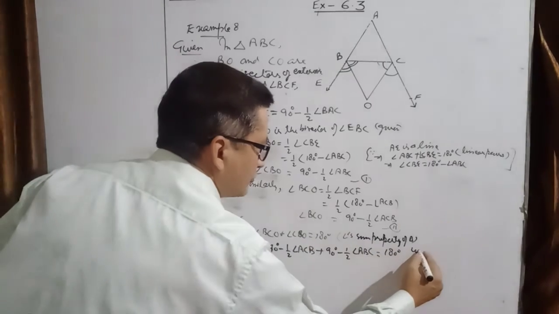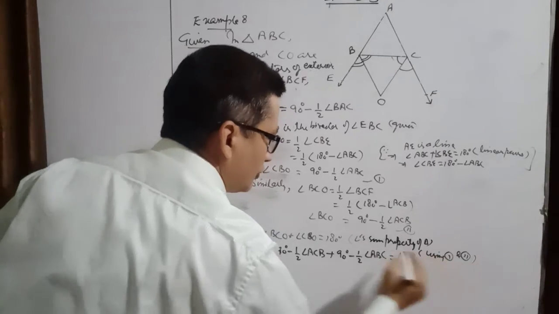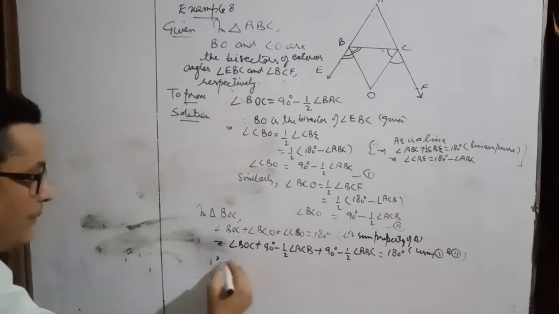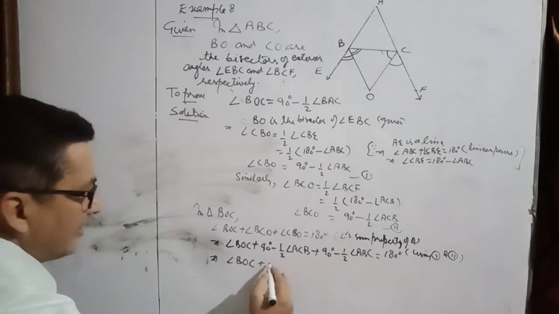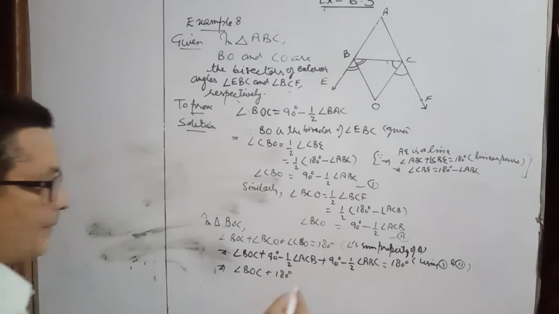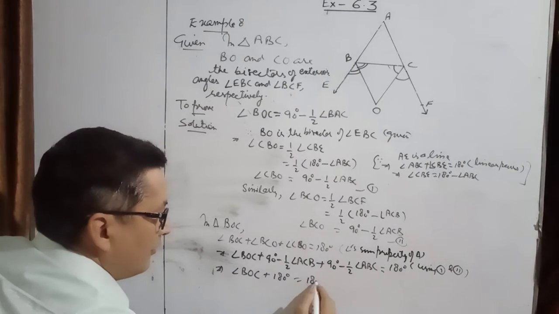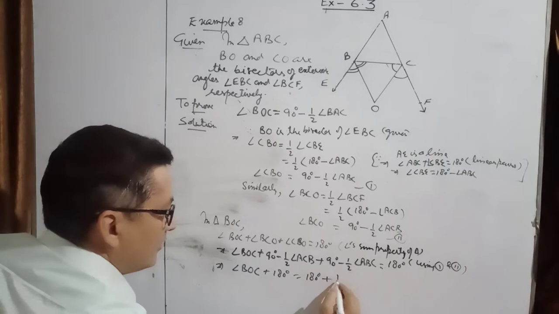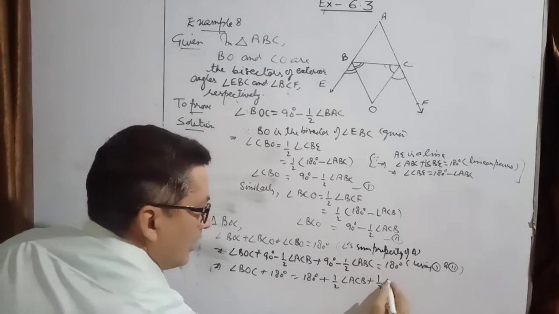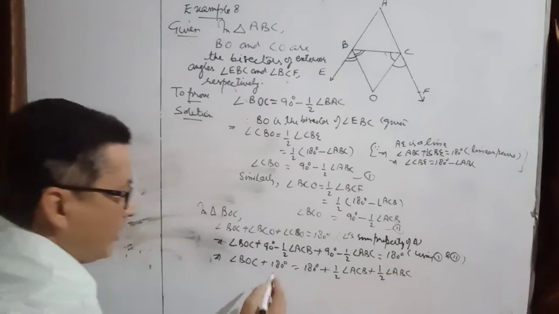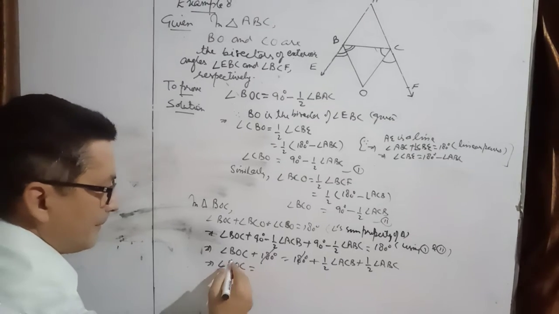क्या लिखेंगे इसमें हम? क्या यूज किया हमने? Using 1 and 2. So अब इनको ऐड कर लो. एंगल BOC 90 plus 90 is 180. Now shift this half, negative terms to that side. 180 minus becomes plus half of ACB. This also becomes plus half of ABC. Now 180 and 180 cancel out. So what do we get? We get the relation between these two angles.